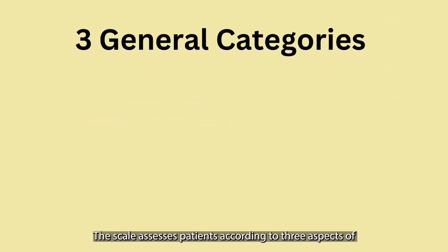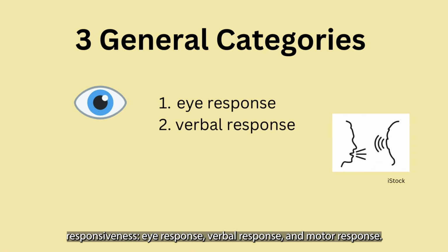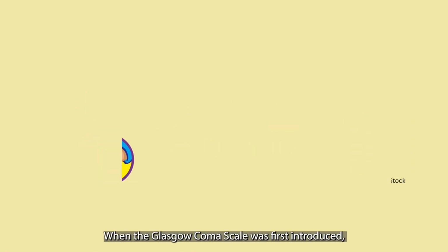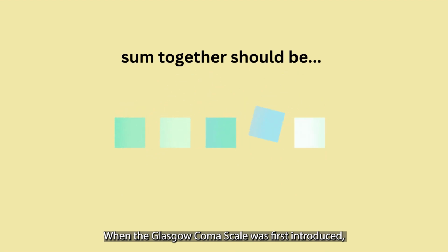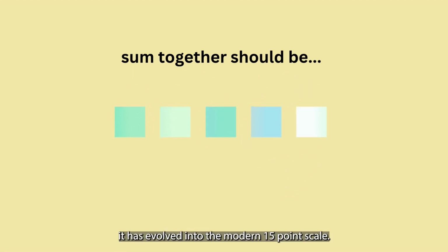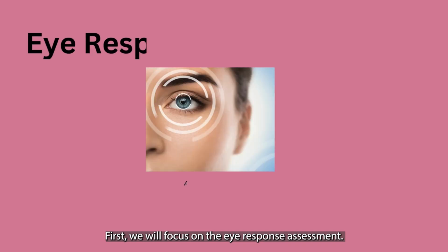The scale assesses patients according to three aspects of responsiveness: eye response, verbal response, and motor response. When the Glasgow Coma Scale was first introduced, it began as a 14-point scale, but since then, it has evolved into the modern 15-point scale. First, we will focus on the eye response assessment.